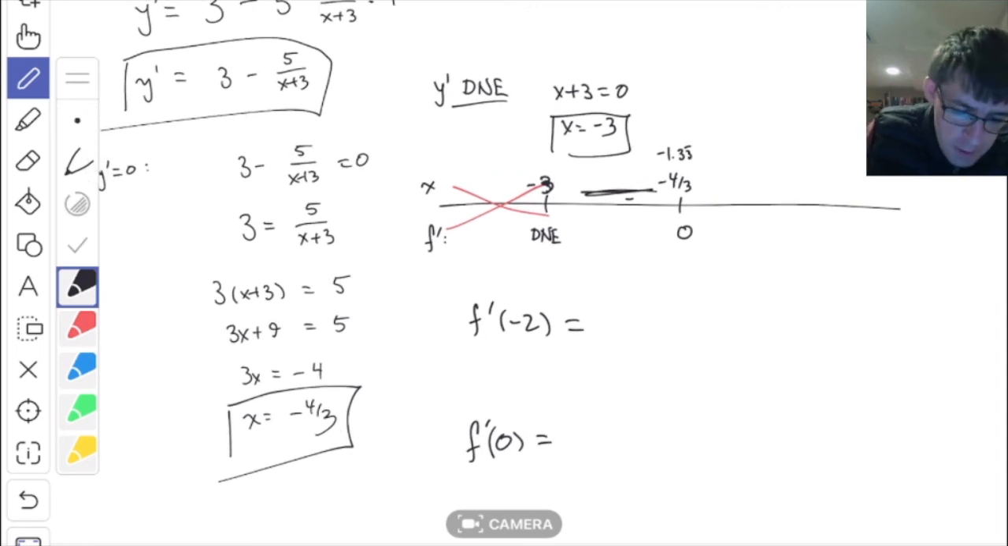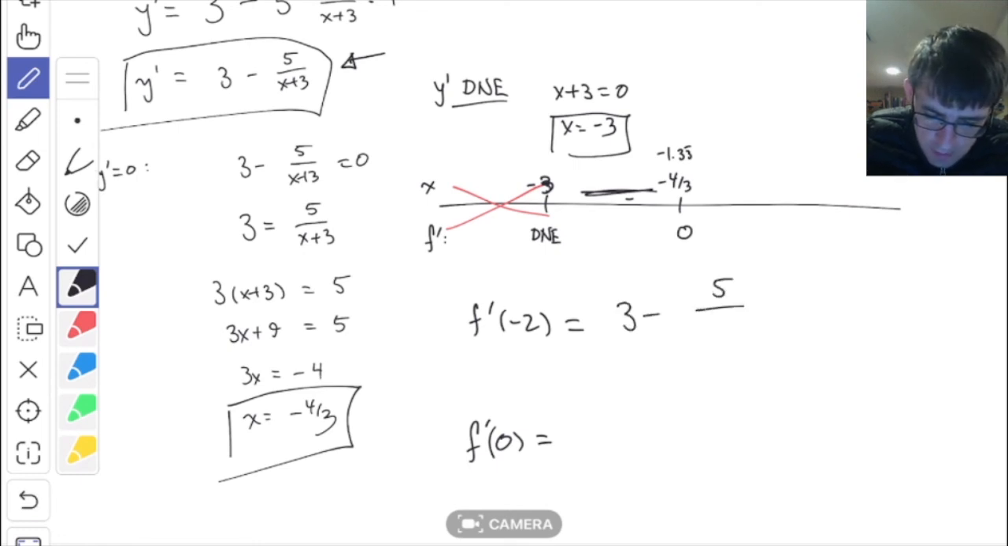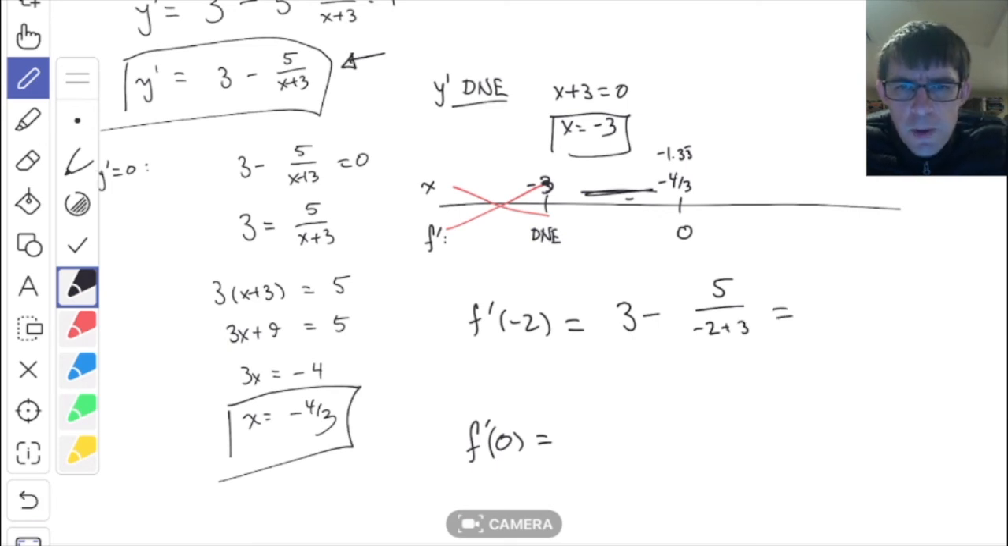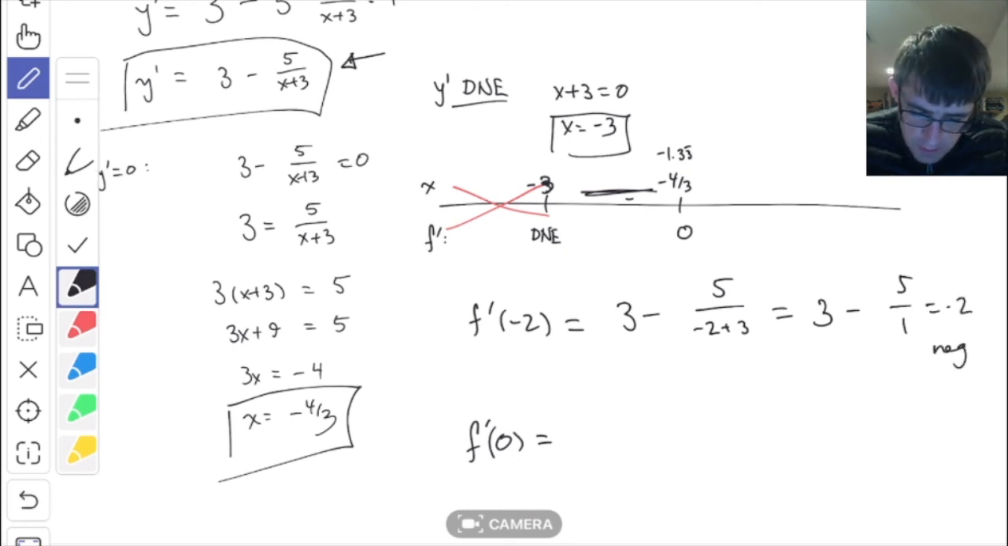Anyway, the first one, f prime of negative 2, I plug negative 2 into the original formula, or not the original formula, into the derivative. In the box right there, I plug x equal negative 2. This is 3 minus 5 over negative 2 plus 3. And I have to decide if this is positive or negative. This is one part where you might have to use a calculator if I was being unkind about choosing the numbers. So this is 3 minus 5 over 1, isn't it? Actually, this I can say, it is negative. That's 3 minus 5, which is negative 2. So this is negative. So right here, the function is negative.